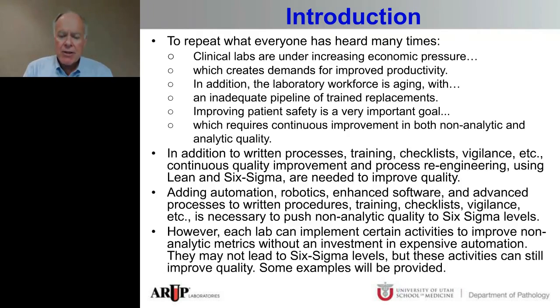However, there are certain activities that each lab could implement which will improve their own non-analytic quality metrics without an investment in expensive automation. And this may not lead to Six Sigma levels, but these activities can still improve quality, and I will provide some examples of those. But the main purpose of the presentation is to show how automation really is required to get to that Six Sigma quality level, because that's very difficult to reach.